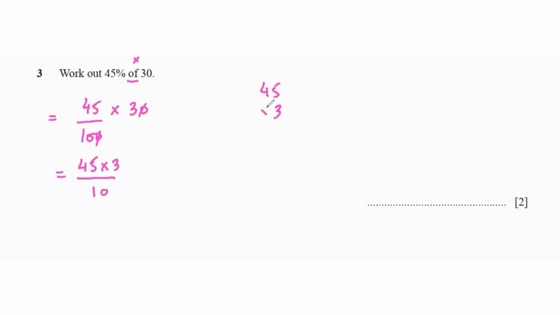45 times 3 is going to be 3 5s are 15, carry the 1. 4 3s are 12 plus 1, 135. So that's 135 over 10. Same concept once again. Every whole number has a decimal at the end, so we move the decimal one place to the left because we're dividing by 10. That's going to be 13.5.